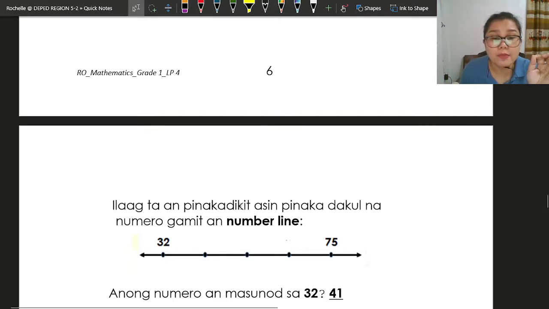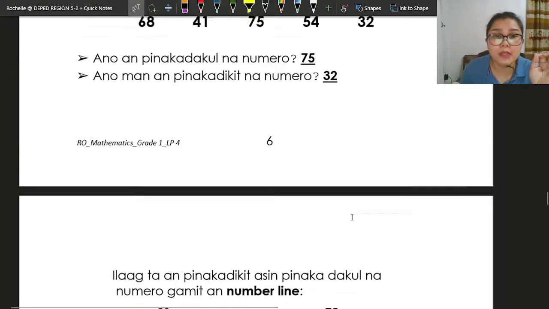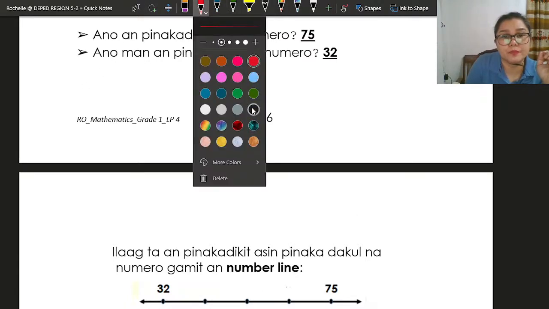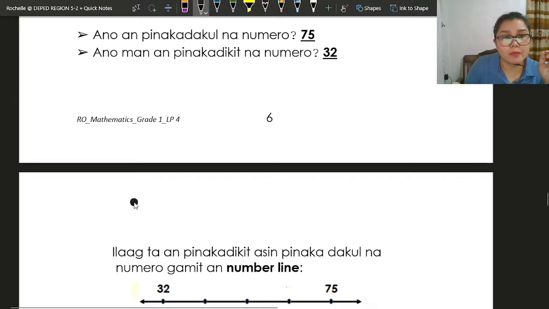So, ilaag ta ang pinakadikit, as in pinakadako na numero gamit ang timeline. So, anong numero na masunod? I'll write it down. Dito tayo. Ilipat ko lang para makita nyo. So, the numbers to choose from, because we identified 32 and 75, kopyahin ko lang ano po para, so we have 68. Nasobrahan yata ang laki. Okay.